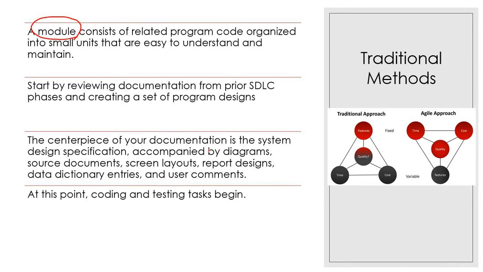So when you create program modules using structured or object-oriented methods, you start by reviewing the documentation from the prior SDLC phases and you create a set of program designs. The centerpiece of your documentation is the system design specification accompanied by the diagrams, source documents, screen layout, report designs, data dictionary entries, and also the user comments. And at this point, the coding and testing tasks begin.